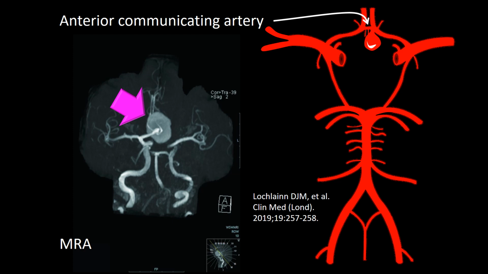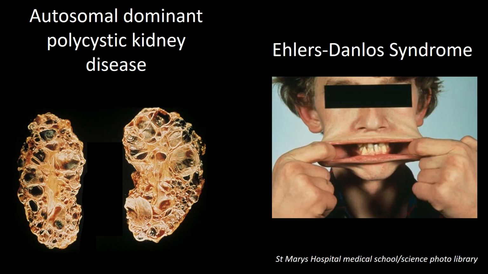Aneurysms can occur in any patient, but certain medical conditions predispose to having them. Autosomal dominant polycystic kidney disease and Ehlers-Danlos syndrome predispose to having cerebral aneurysms.